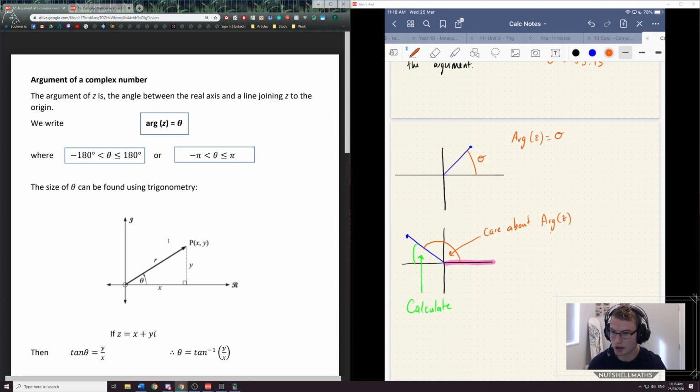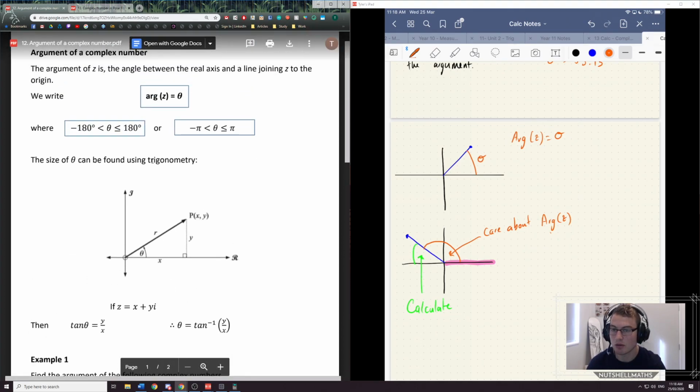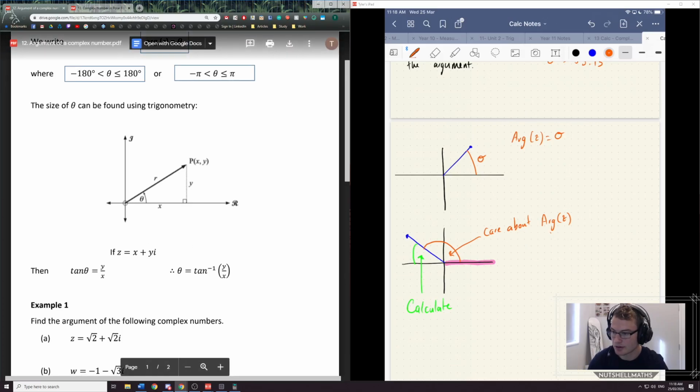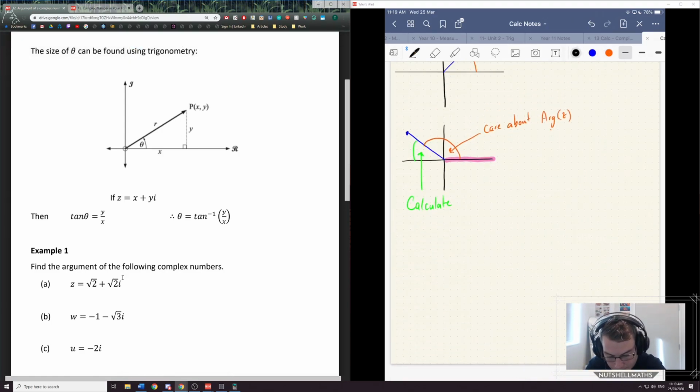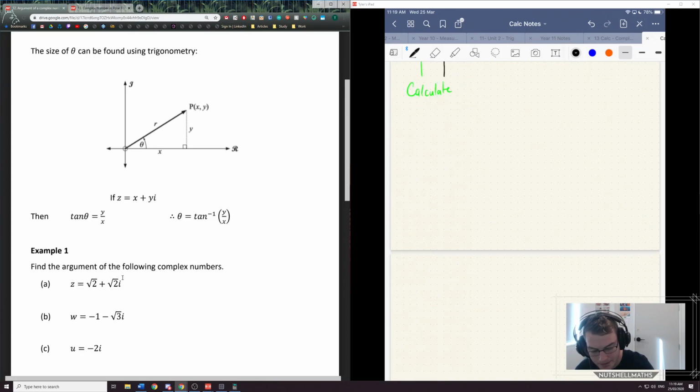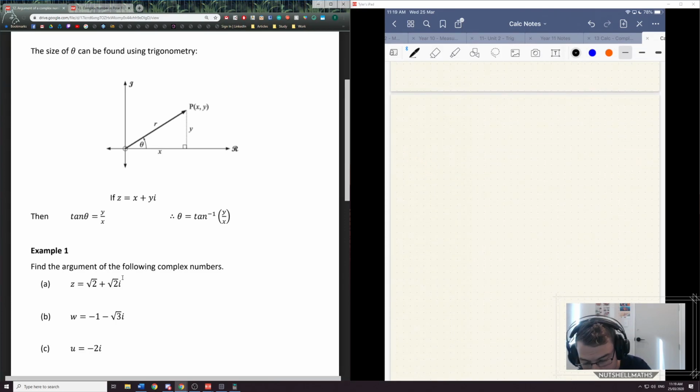So far so good. Let's look at some questions and see what happens. Now each time I have a question, I'm going to draw what this looks like. So let's look at these three examples here. I'm going to scroll down a little bit. Example number 1. Okay, let's look at this. We've got z equals root 2 plus root 2i.